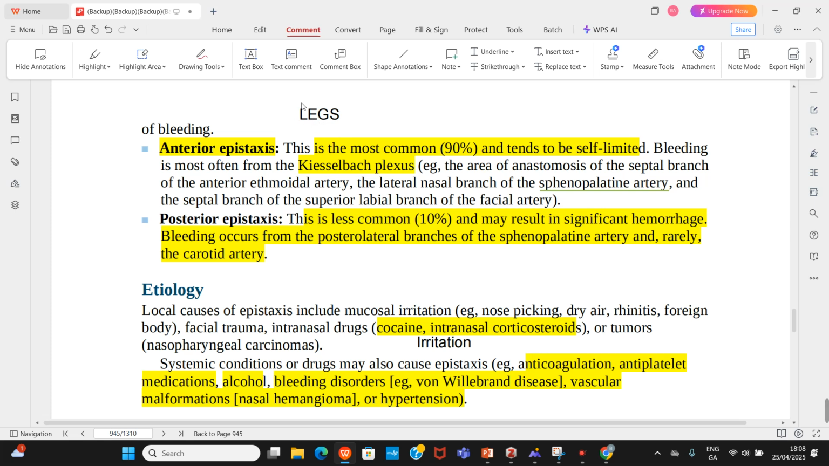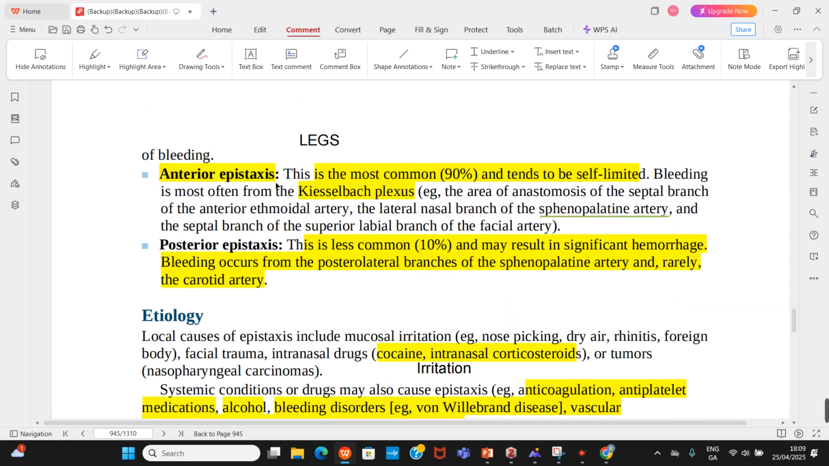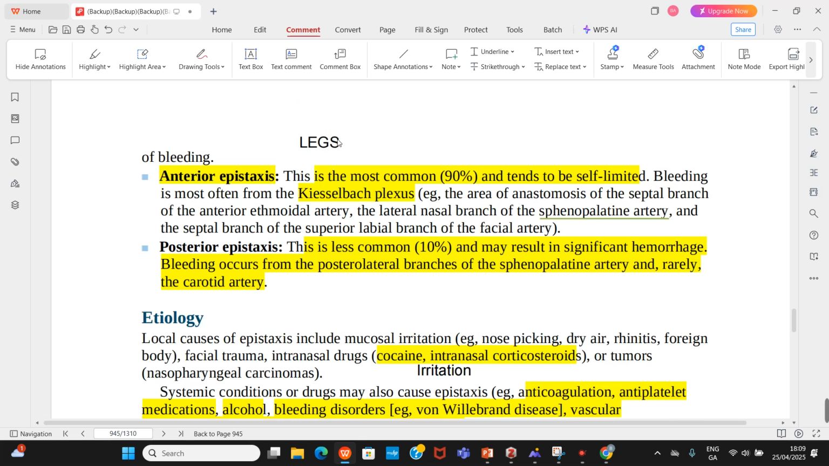The superior labial artery from the facial artery, the anterior ethmoidal, the greater palatine, and the sphenopalatine. So the greater palatine, sphenopalatine, anterior ethmoidal, and the labial artery are the sources. Then we have the posterior epistaxis that usually comes from the sphenopalatine artery or the pharyngeal artery, which is a branch of the external carotid artery. So that could be a potential site for posterior epistaxis.